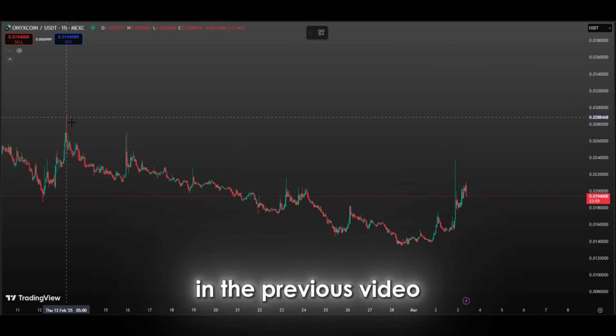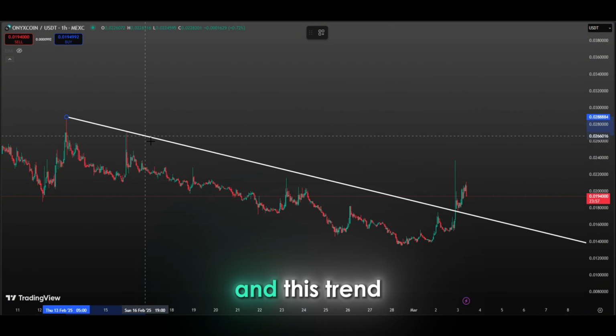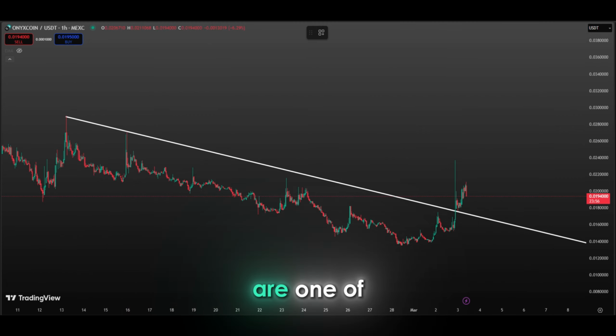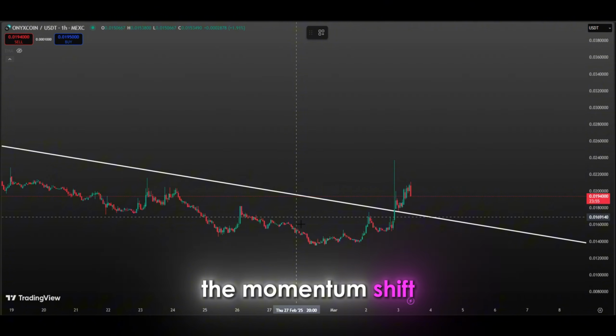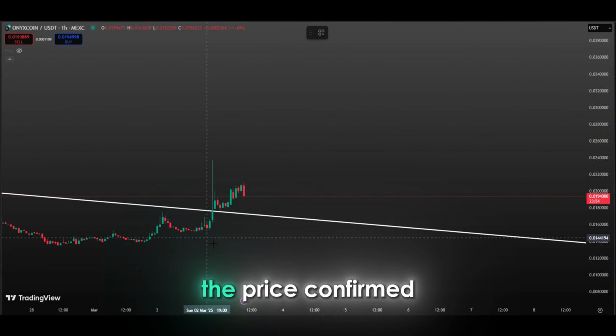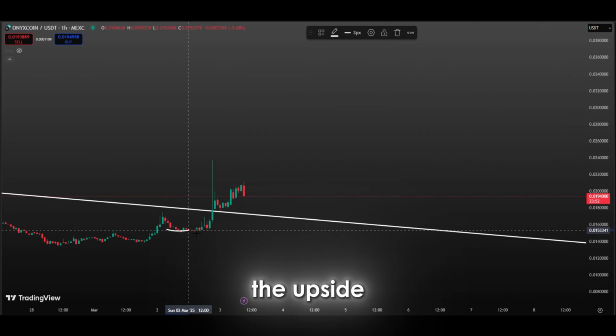As I showed in the previous video, there was a downtrend that the price has been moving in for a long time, and this trend has finally been broken. Such downtrend breakouts are one of the important technical signals that the momentum shift has started and sellers are losing their strength. The price confirmed this breakout by making a small retest after breaking the downtrend to the upside.